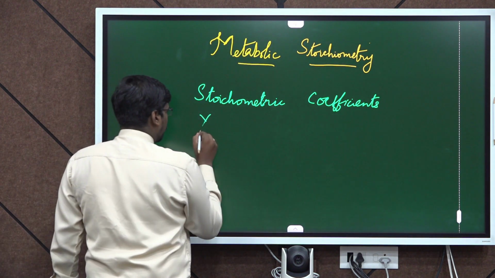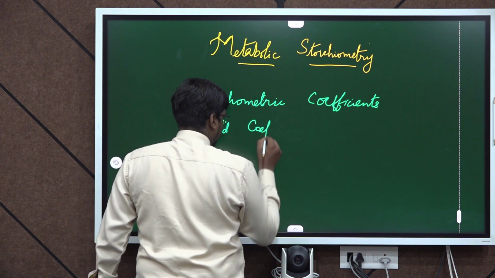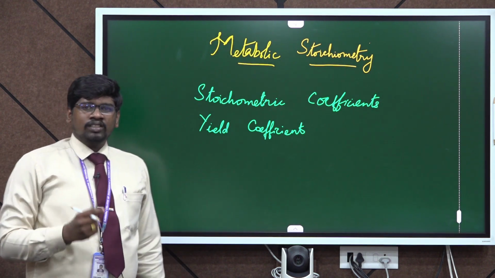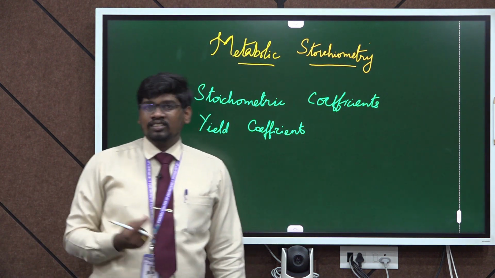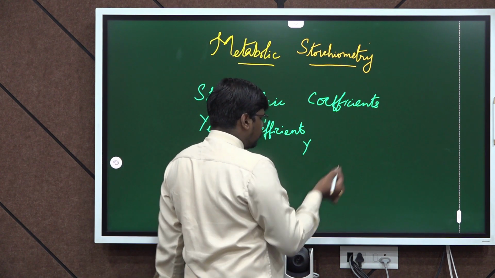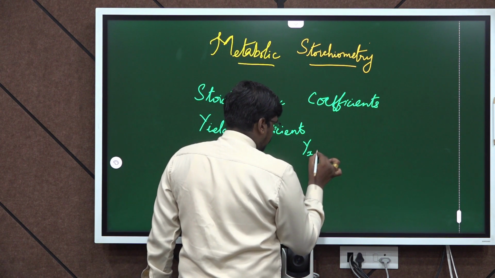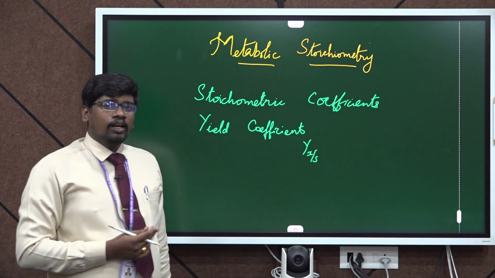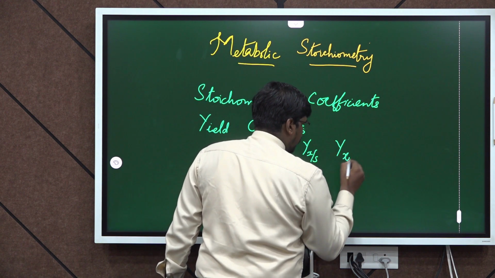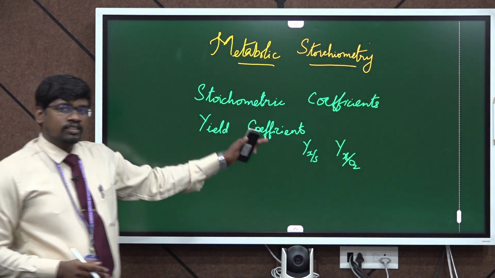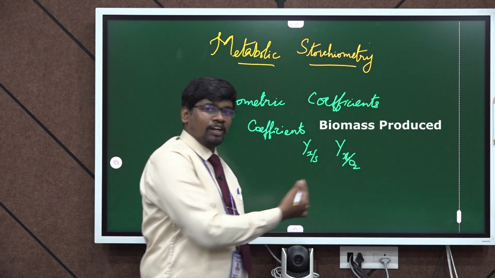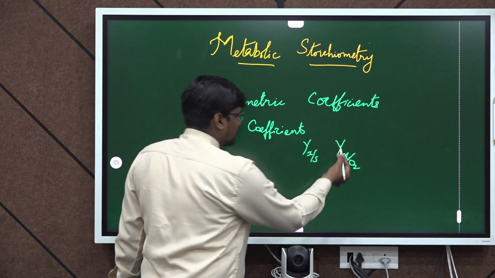Next important parameter is yield coefficient. Yield coefficients are used to tell how much yield is obtained from a particular substrate, or how much oxygen is required to produce a particular amount of biomass. Yield coefficients are denoted as Y, and in the subscript we have added Yx by S. This is the yield coefficient for biomass with respect to the substrate consumed. Similarly, the yield coefficient for oxygen is written as Yx by O2. Here the amount of biomass produced is divided by the amount of substrate consumed to give us the yield coefficient Yx by S, and the amount of biomass produced is divided by the amount of oxygen consumed to give us Yx by O2.